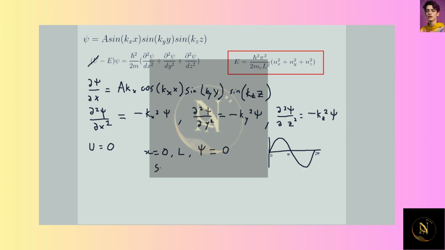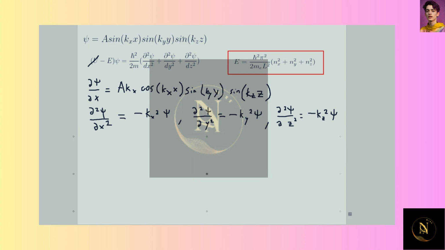Now, as such, let's write this out. So we know that the x expression is sine kx. Sine kx L must be equal to 0. So a sinusoid will be 0 when x is equal to 0, pi, 2 pi, 3 pi, etc. So integer multiples of pi. So as such, kx L must be equal to an integer multiple, which we will call nx, multiplied by pi. And as such, we can then rearrange for kx to obtain this expression.